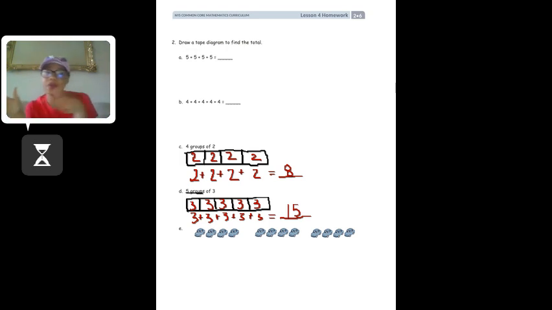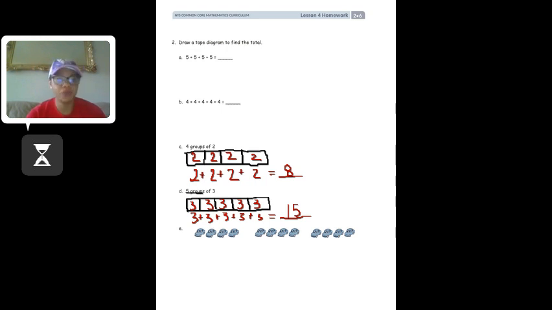So if I would have added all of those up instead of skip counting, I would have done 3 plus 3 is 6, plus 3 more is 9, plus 3 more, 9 plus 3 is 12, and then 12 plus 3 is 15. It's the same thing as skip counting, except I just added them all up instead of skipping them. So my total would be 15.